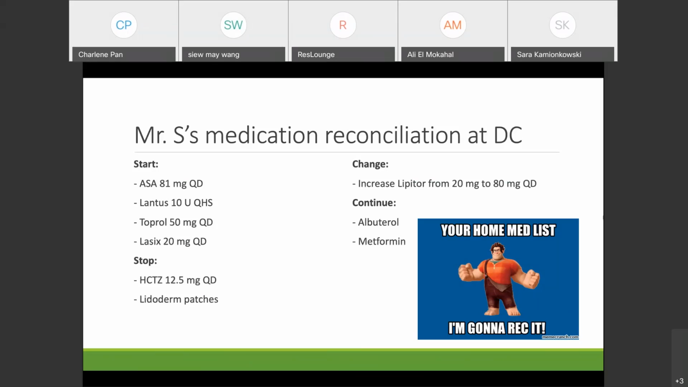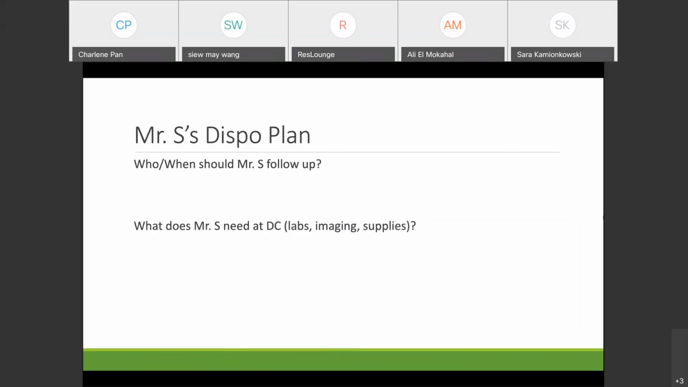Okay. So then what's his disposition plan? Who and when should he follow up with these providers, and then what does he need at the time of discharge? So take a couple minutes again, talk with your groups, and then we'll go over that, okay?